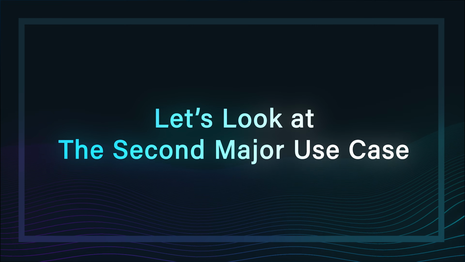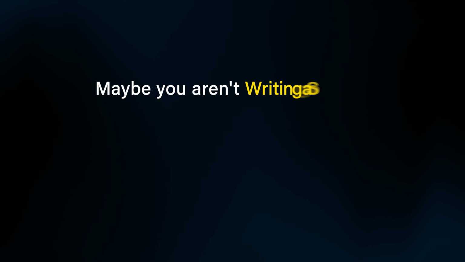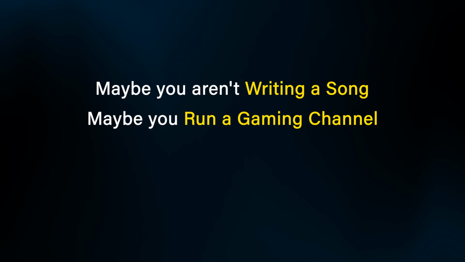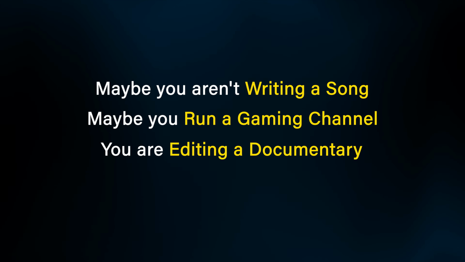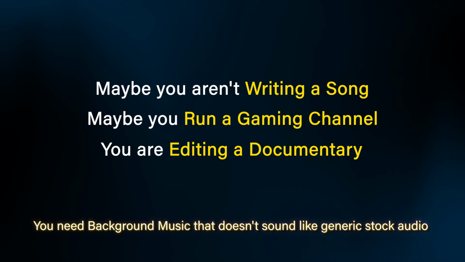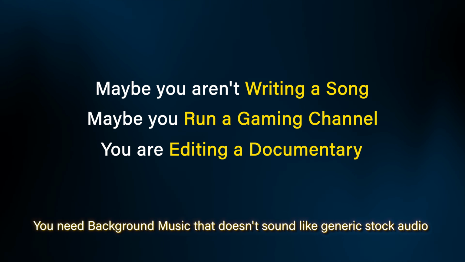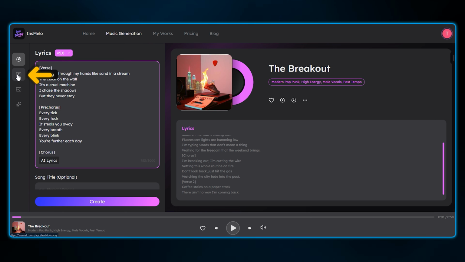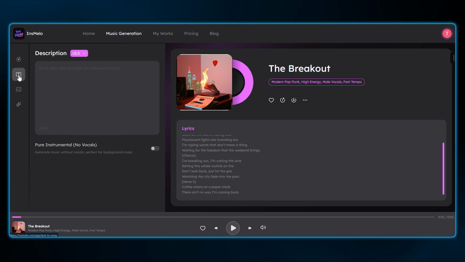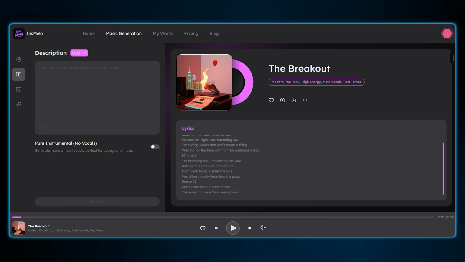Now, let's look at the second major use case. Maybe you aren't writing a song, maybe you run a gaming channel, or you are editing a documentary, and you need background music that doesn't sound like generic stock audio. We're going to the sidebar for text to song. This engine is designed for the atmosphere. I want to test the orchestral capabilities here. AI usually struggles with realistic strings, so let's see.